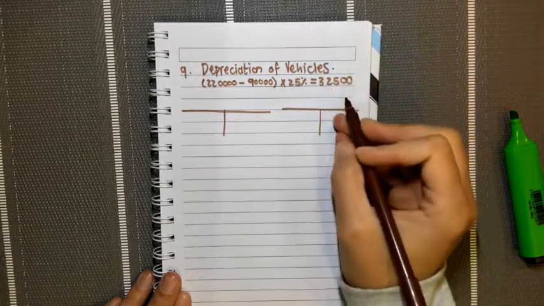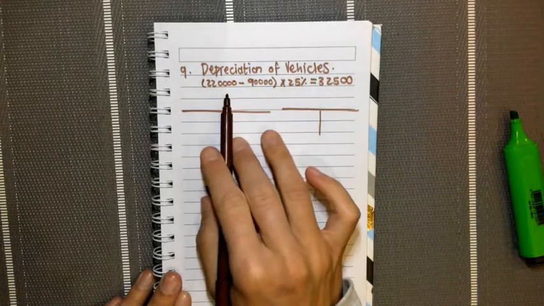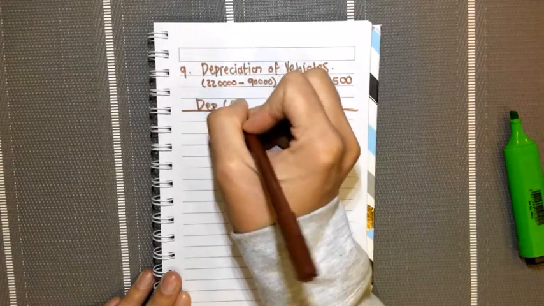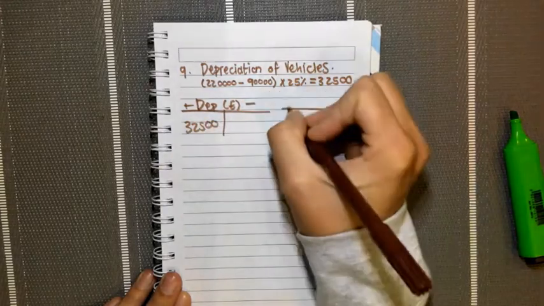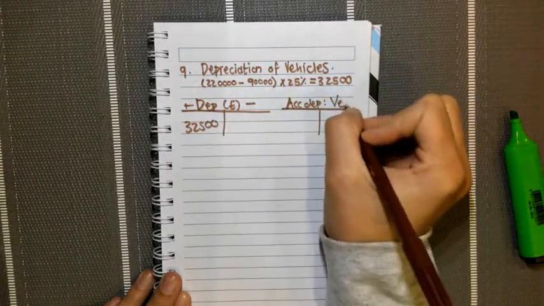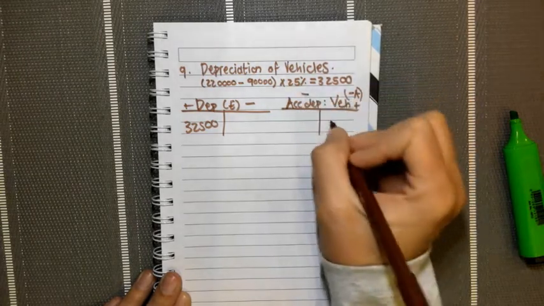The two accounts is depreciation, which is an expense. We debit the expense. And accumulated depreciation on vehicles, which is a negative asset, credit accumulated depreciation. 32,500.